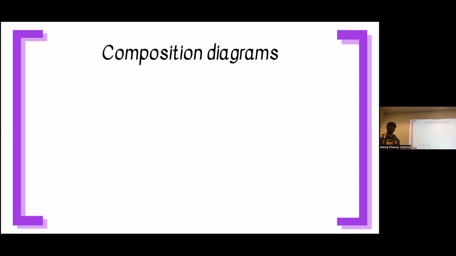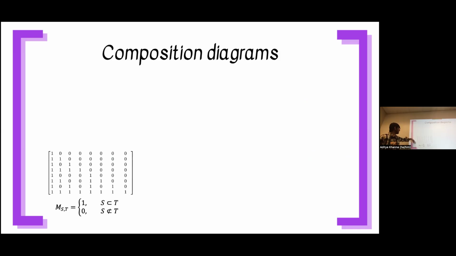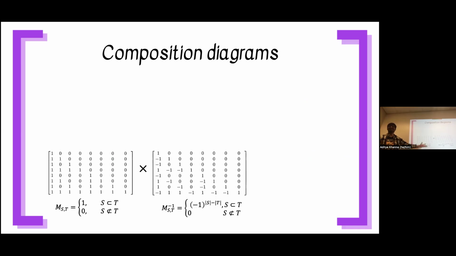Then there are these matrices. I've not indexed them, but they are sets. So if a set is a subset of the other, I put a 1. If it's not, then I put a 0. Does anybody know what the inverse is? What does it mean? That's fine. I will say that.